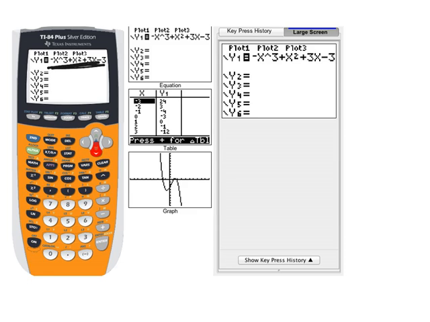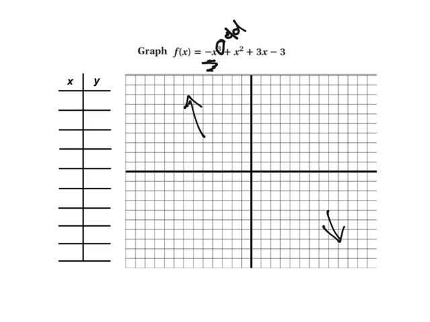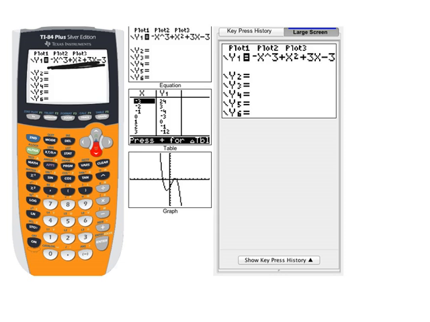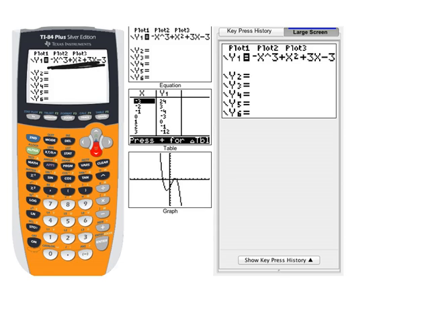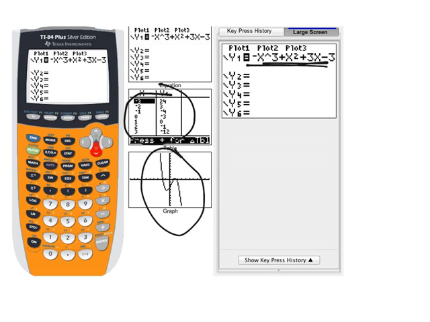That was negative x to the third, plus x squared, plus 3x, minus 3. When you plug that in, this is what it should look like right there. These are the values you'll end up with. And that's the sketch of the graph.